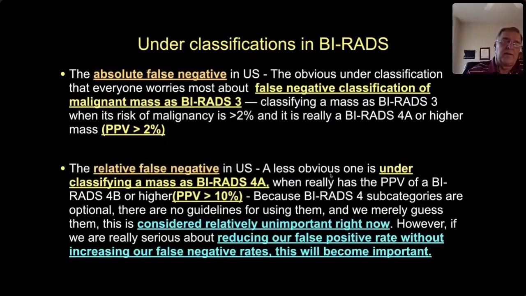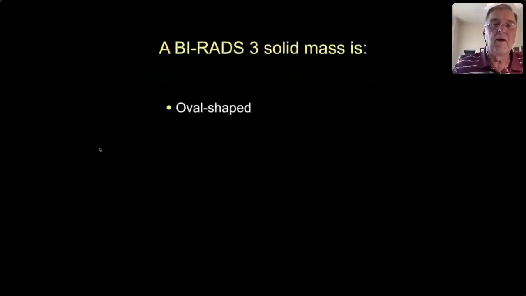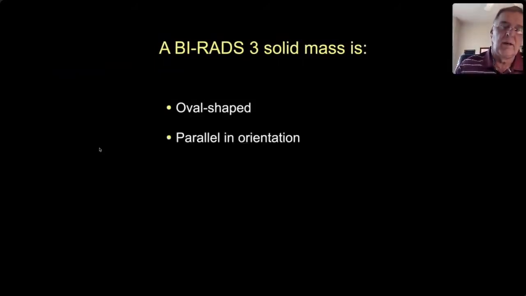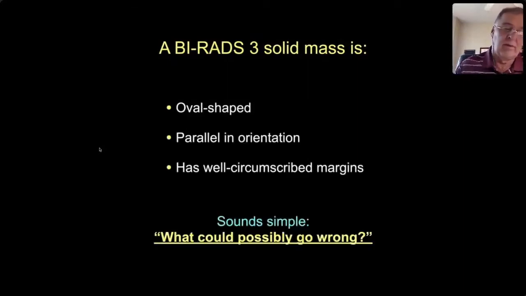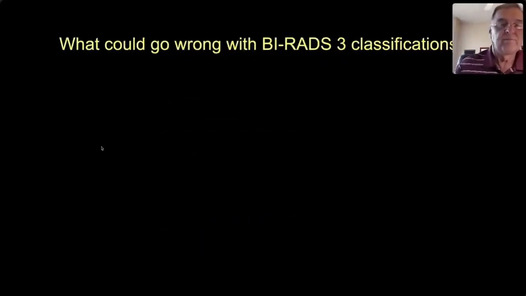But there's also relative false negatives. And what's a relative false negative? Well, that's where we underclassify a lesion. We may call it 4A when it's really 4B or C. Now, in ACR BI-RADS edition 5, you need 3 things in order to call a lesion benign. You need oval shape, parallel orientation, and well-circumscribed margins. That sounds really simple. What could possibly go wrong, right? Well, a lot can go wrong.